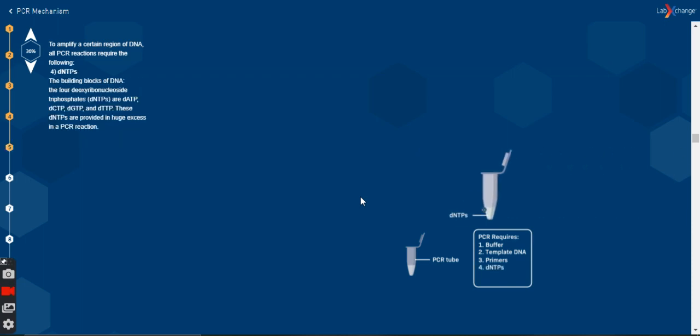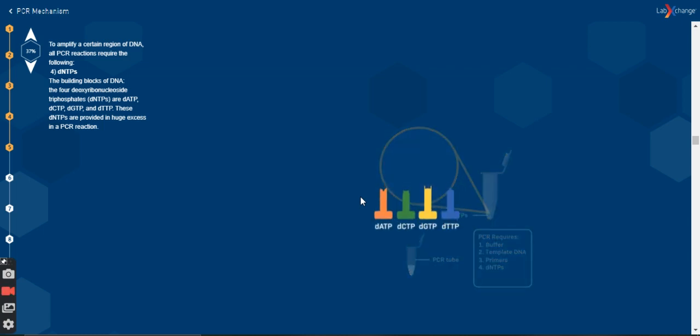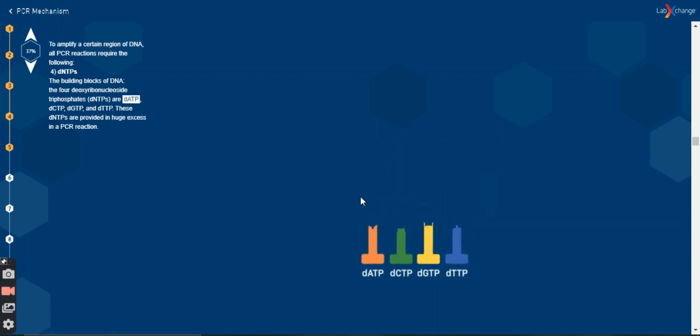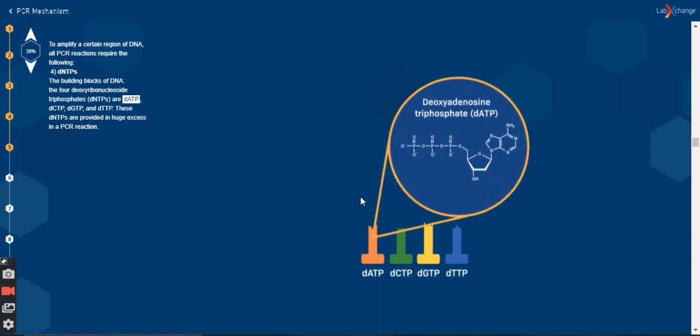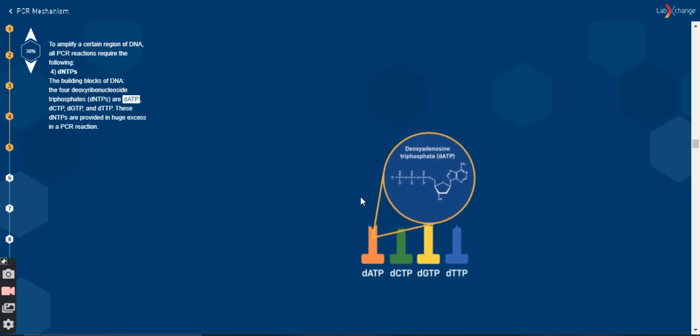Next, we need dNTPs, the building blocks of DNA. The 4 deoxyribonucleoside triphosphates, dNTPs, are dATP, dCTP, dGTP, and dTTP. These dNTPs are provided in huge excess in a PCR reaction.